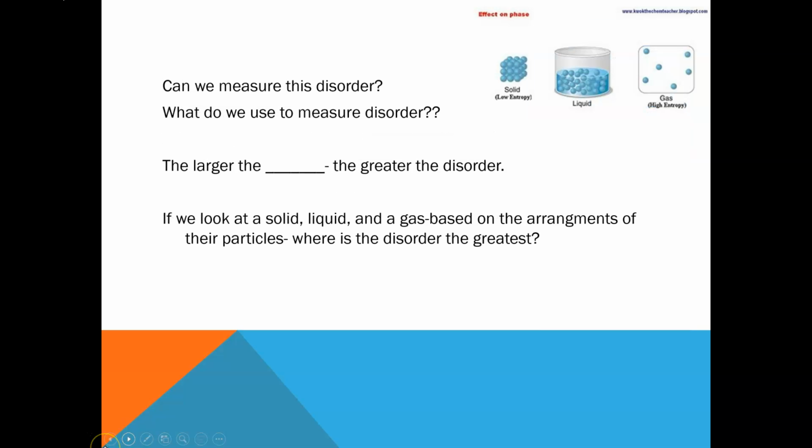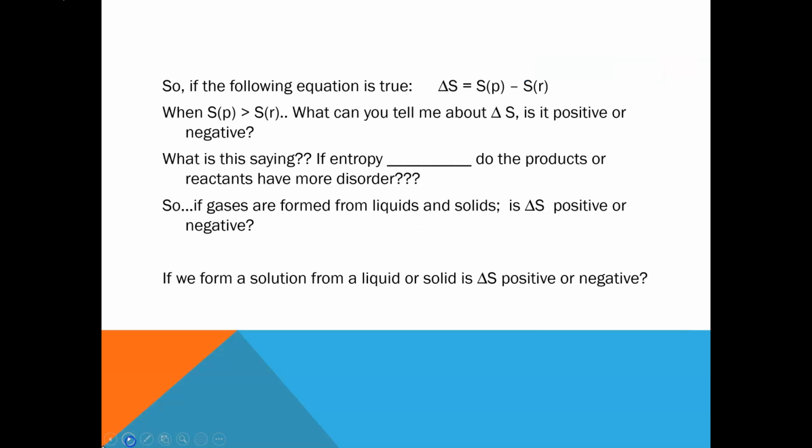Okay, so how do we measure disorder? How do we measure randomness? We can measure it as entropy, as S, because entropy is a quantitative measure of disorder. The larger the S, or the larger the entropy, the greater the disorder. So if I take a look at this picture up here of a solid, liquid, and gas, based on how those particles are arranged, which one do you think has the greatest disorder? I hope you said gas, because a gas has the greatest randomness, the greatest disorder. So the gas has the highest entropy. And then we go to liquid, and then we go to solid. The solid has the lowest entropy.